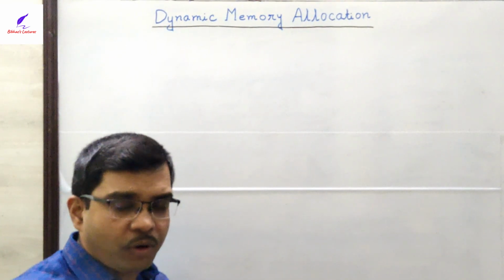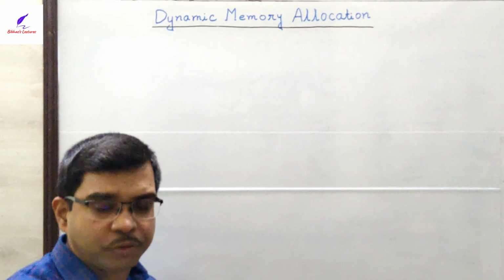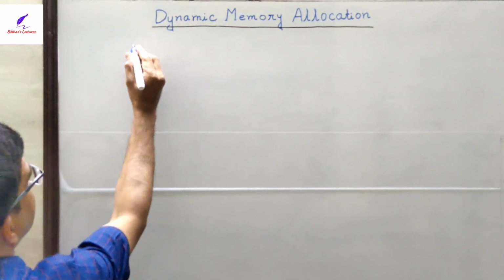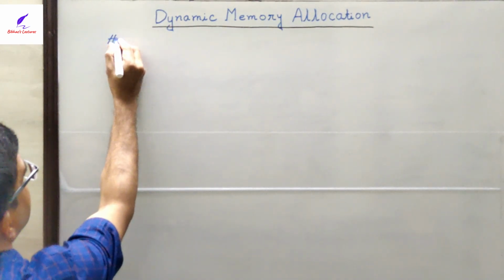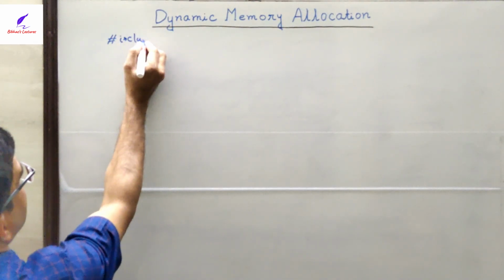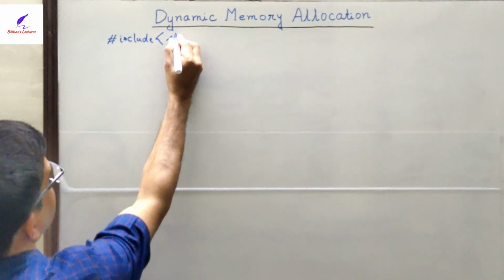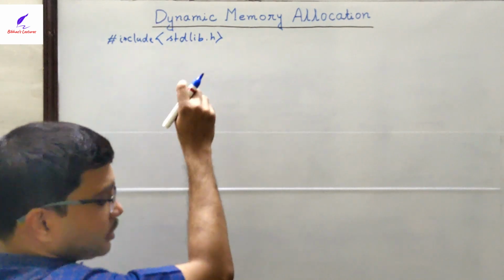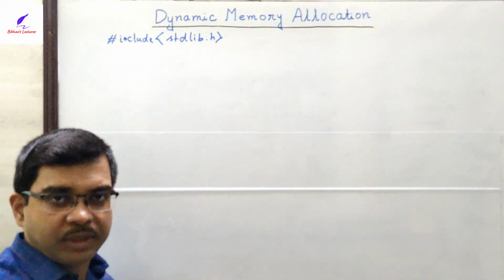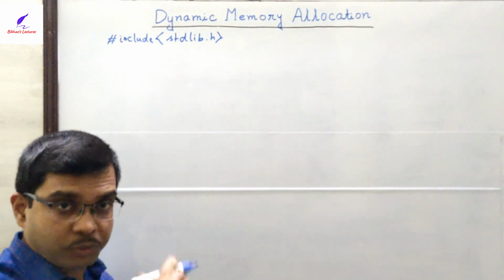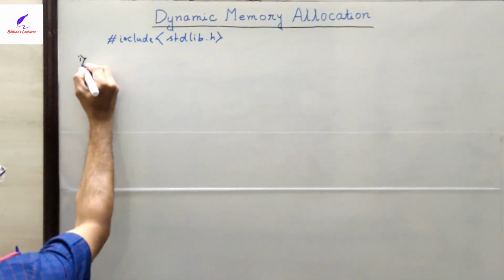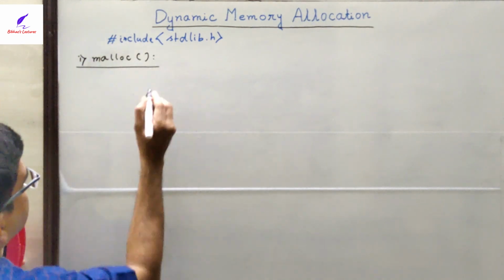Since all 4 are system defined functions, we have to include the respective header file. They belong to the header file stdlib.h. In this header file these 4 dynamic memory allocation functions are there, which we are going to explain one by one. First we will discuss the malloc function.